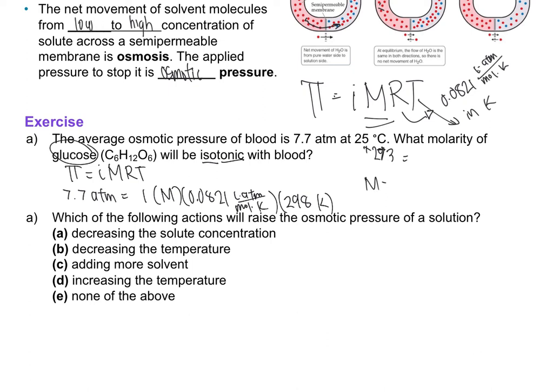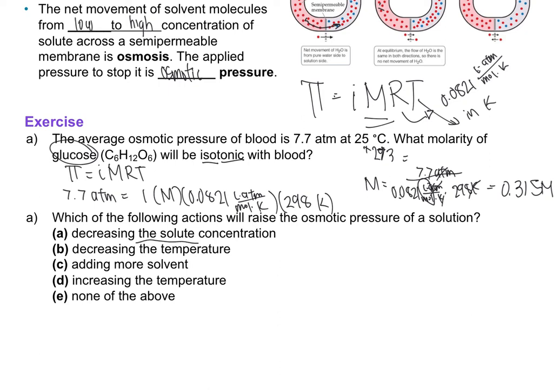So molarity equals 7.7 atmospheres divided by 0.0821 liters atmospheres per mole Kelvin times 298 Kelvin. Notice atmospheres cancel, Kelvin cancels, and then liters per mole is on the denominator, so it will flip up, and what we get is 0.315 molar.